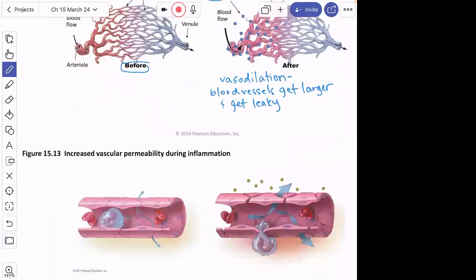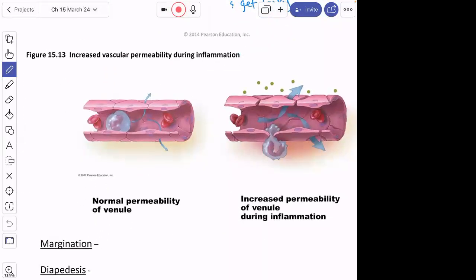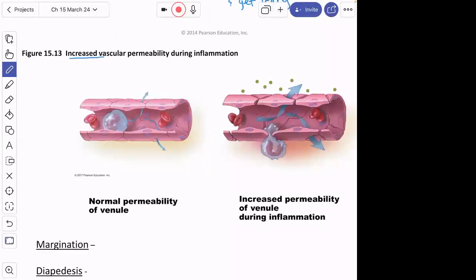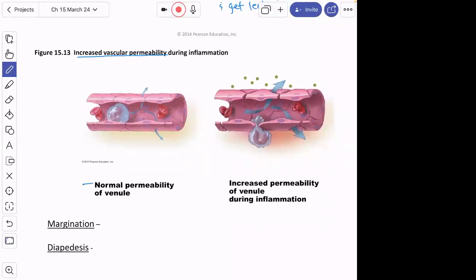Okay, so here's another close-up of one of those blood vessels. Increased vascular permeability during an inflammatory response. Normally, here's a normal permeability of the venule, the one on the left. All right, so you've got red blood cells, white blood cells, platelets, all bathed in blood plasma, zooming along through your blood vessels. Normally, we do have a small amount of, every once in a while you might have a monocyte leaving the blood vessel and differentiating into a macrophage or dendritic cell.